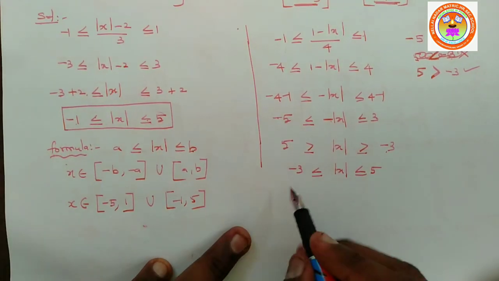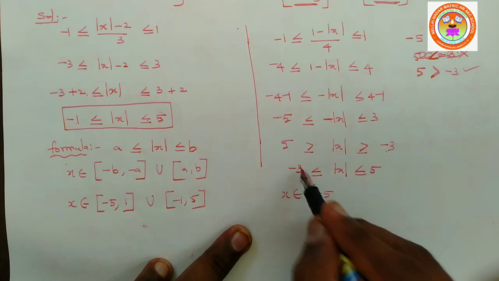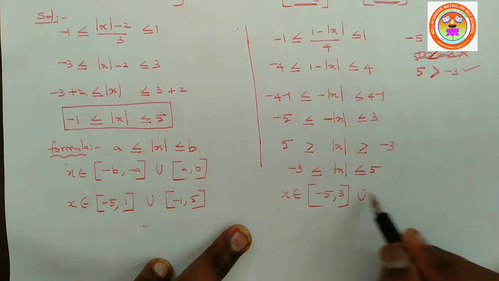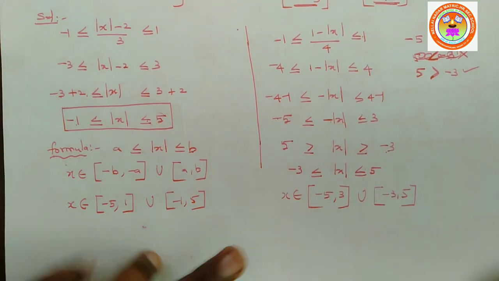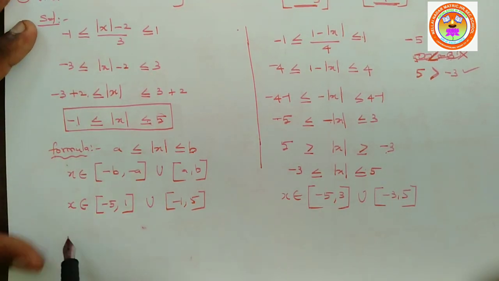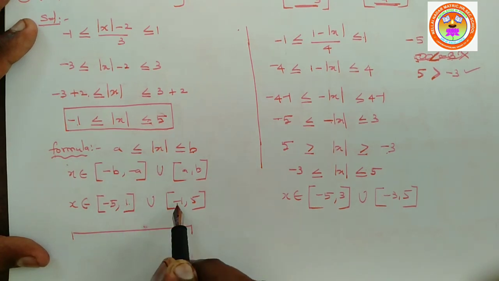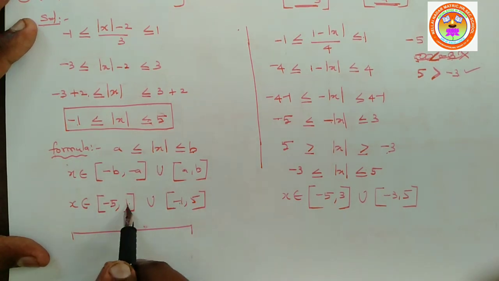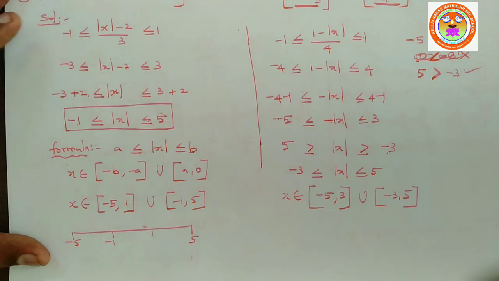The same we can do here also. x belongs to, change the sign, minus 5, change the sign, plus 3, union, now minus 3 comma 5, as it is. So in this we have written. Now I am going to draw one diagram. Minus 5, 1, minus 1, 5. What is present here? Minus 5 is present, plus 5 is present, minus 1 is present, 1 is present.